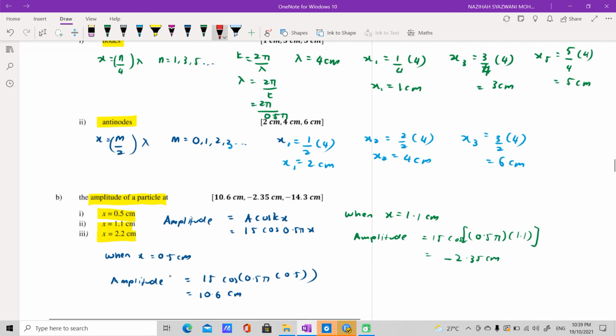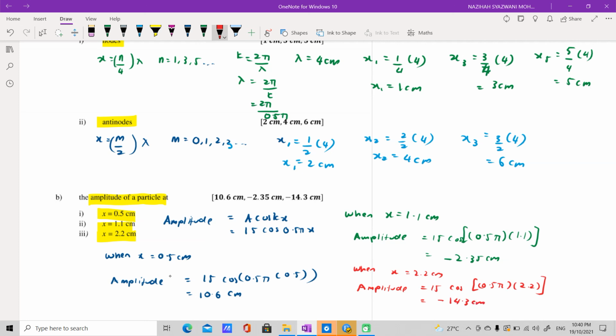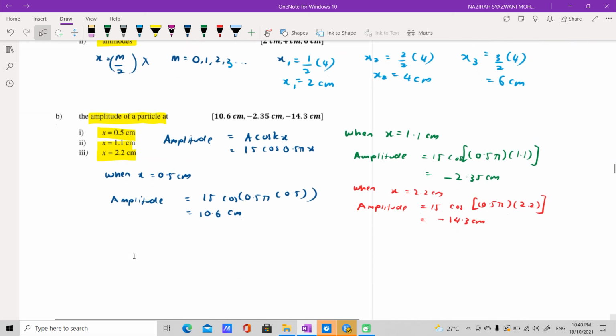And for the last part, when x equals 2.2 cm, the amplitude would be 15 cos of 0.55 multiplied by 2.2, close your bracket. Press your calculator, and you should get negative 14.3 cm. Okay, so that is how you do question number 2B.